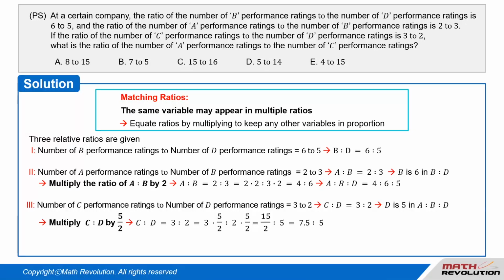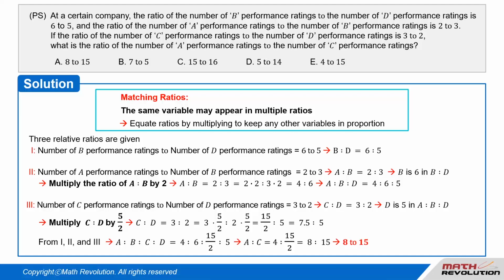3. The number of C performance ratings to the number of D performance ratings is 3 to 2, so C is to D equals 3 is to 2. Now, as the value of D is 5 in A is to B is to D, multiply C is to D by 5 over 2. So C is to D equals 3 times 5 over 2 is to 2 times 5 over 2 equals 15 over 2 is to 5 equals 7.5 is to 5.